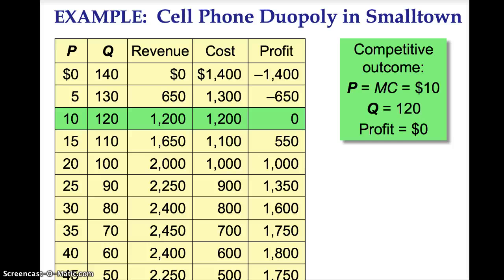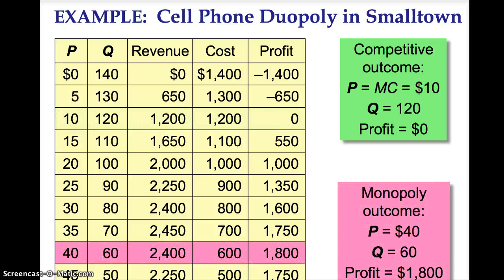In the long run, competitive firms earn 0 economic profit. Price equals marginal cost, which equals $10. Quantity is 120 and profit is 0. Next, the monopolist will maximize profits by charging a price of $40, producing 60 units and earning a profit of $1,800.